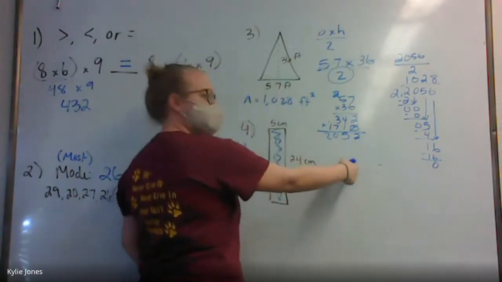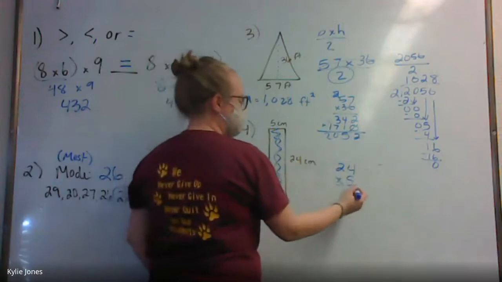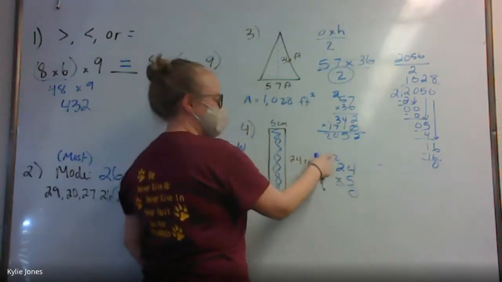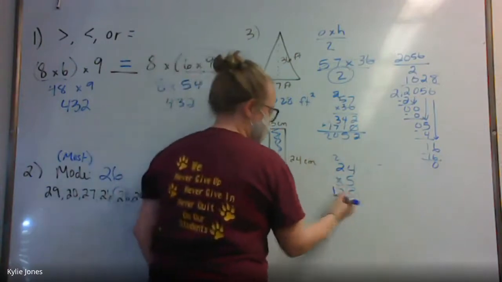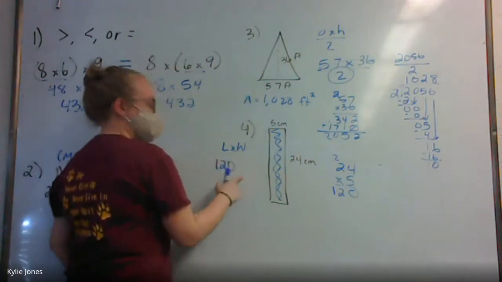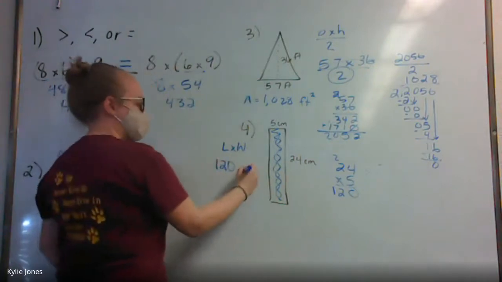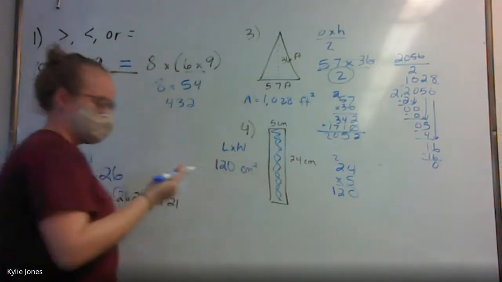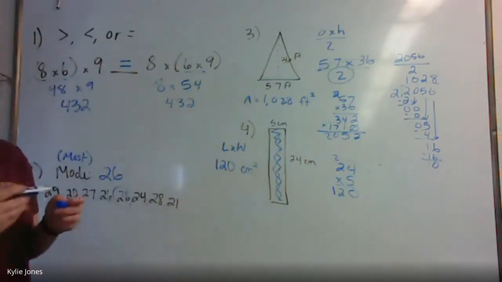What's 5 times 4? 20, carry 2. What is 5 times 2? 10 plus 2? 12. What's the area of this rectangle? 120. What are the units? Centimeters squared. Good. So there's our warm-up for the day.